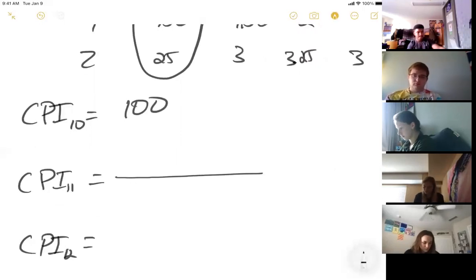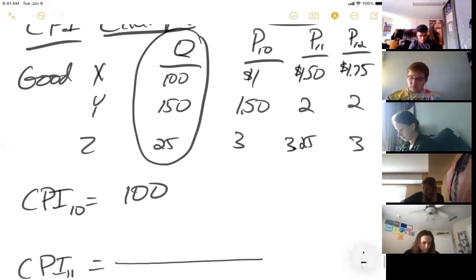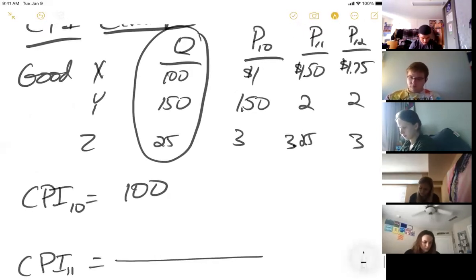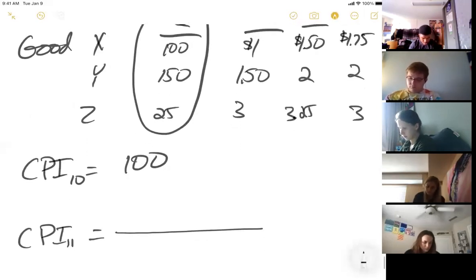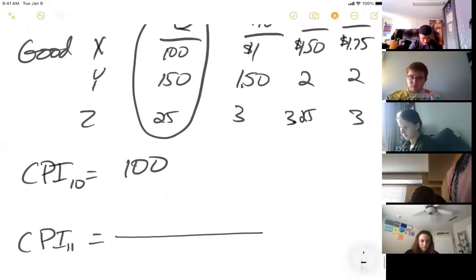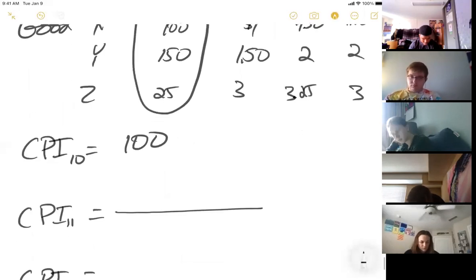All right, what's the consumer price index for 2011? Remember, we want to calculate the price of this bundle in the current year and then divide by the price of this bundle in the base year. And then we want to multiply that by 100.